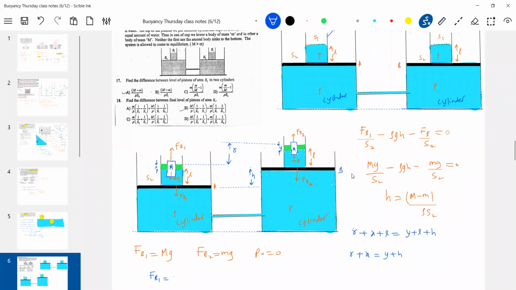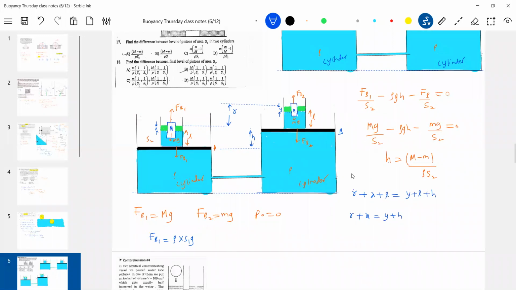The same buoyancy you can write as rho into area of rise in level of liquid, X into S1, into g. Sir, but the area of cross section, definitely what happened? The area of cross section of the block will be very much smaller than that of the cup. So we can write it here. So what is now FB1? FB1 is equal to mg. So therefore, X is equal to m by rho S1.